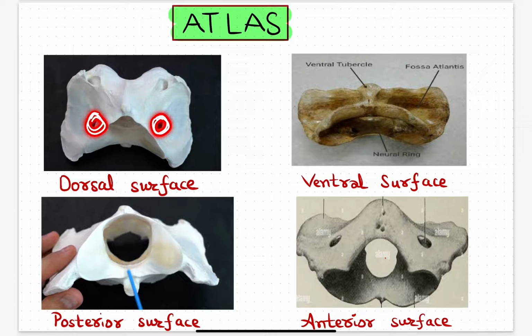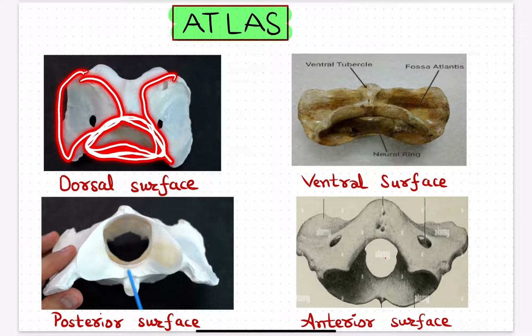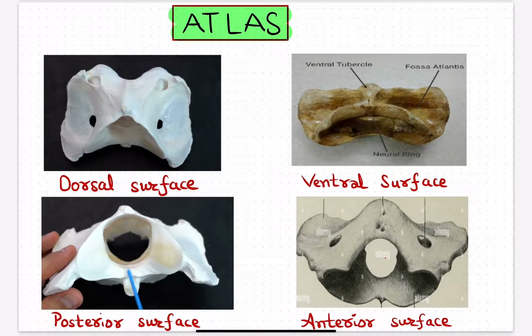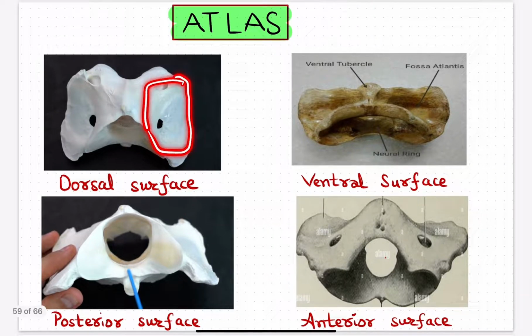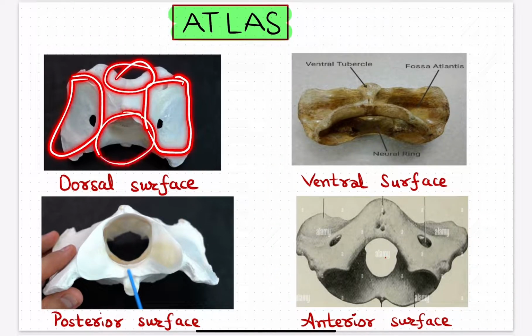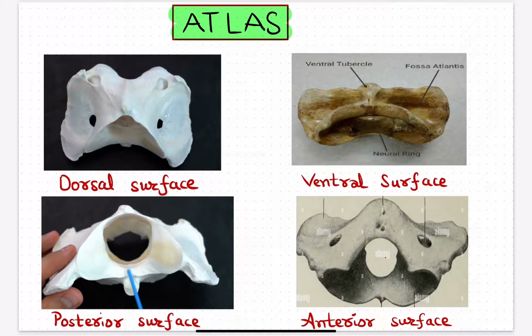What are these structures? These are the foramina transversaria. This part is the neural ring. What is this? Neural ring. And this part is the wings. These are the wings, and these are the neural rings, and this is the tubercle. Same is the ventral surface, like towards the tail region. This is the ventral tubercle. These are the depressions, which are known as the fossa atlantis, and this is the neural ring.